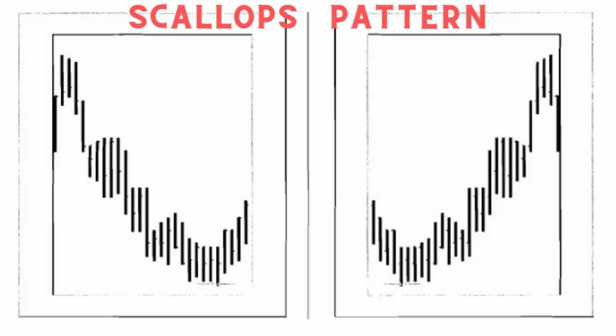Scallops are J-shaped patterns that form in ascending and descending markets. In ascending scallop, bullish, formations, the pattern resembles a J letter and has a rounded bottom with a steep ascent. In descending scallop, bearish, formations, the pattern looks like a mirror image of J.